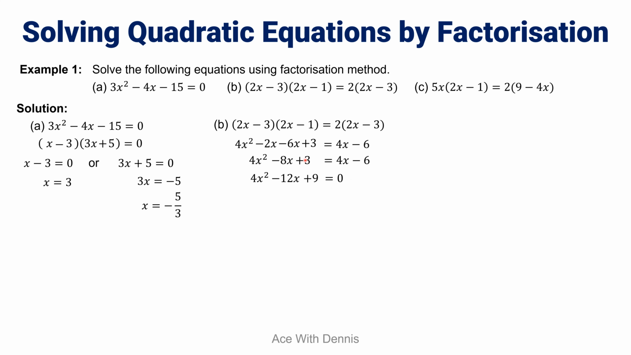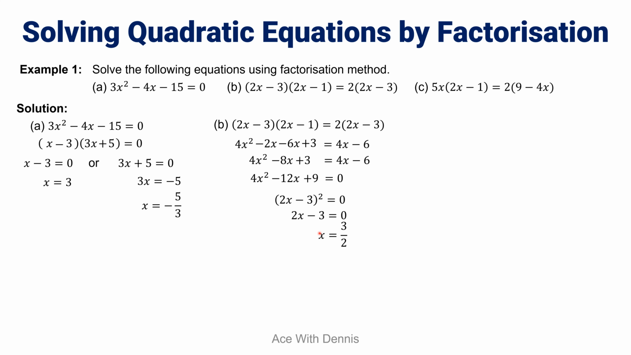From here, we can factorize it. As you can see, it is in the form of a squared plus 2ab plus b squared equal to 0. So when we factorize it, we get 2x minus 3 squared equal to 0. This is a special product form. From here, that means 2x minus 3 equals 0, because when we take the square root of 0, we still get 0.